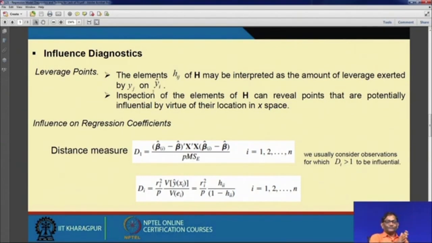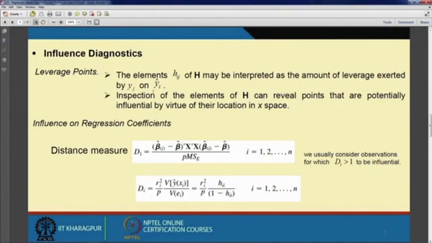So, as I told you, the leverage points: if you see the diagonal elements of H, h_11 to h_nn, these are basically the influence exerted by each of the observations. Also, off-diagonal elements are there. So, what happens is, when we compare the actual observations with the predicted observations, you have to think in that sense.